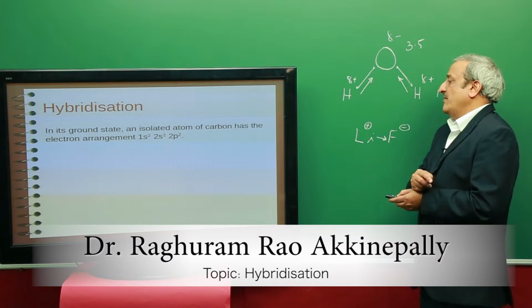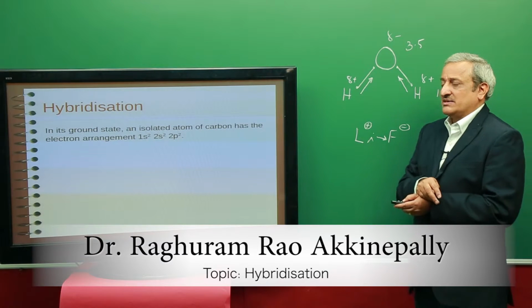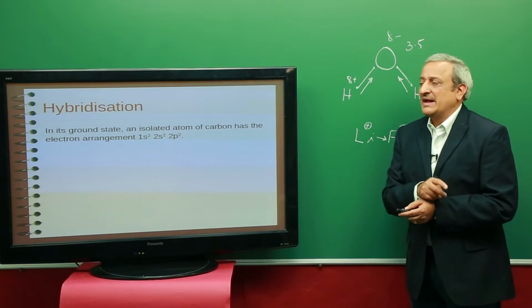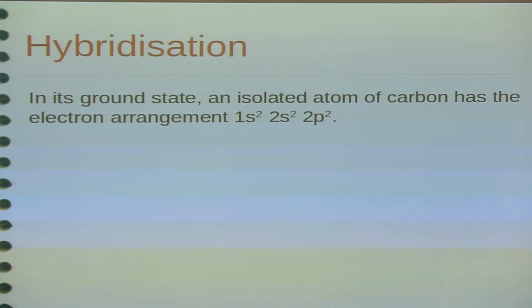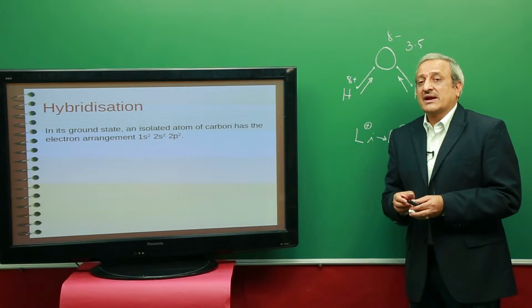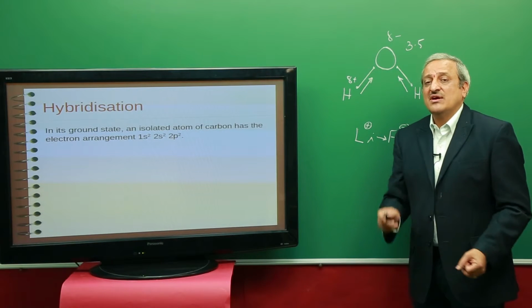Well, we are referring to another aspect, that is hybridization. What is hybridization? In its ground state, an isolated atom of carbon has an electron arrangement 1s2, 2s2 and 2p2. The carbon, which we have been discussing as organic chemistry, is chemistry of carbon.